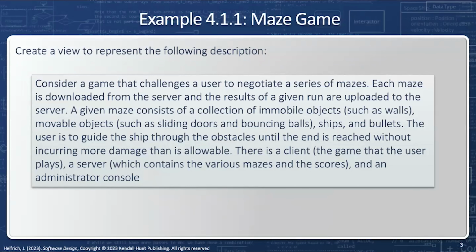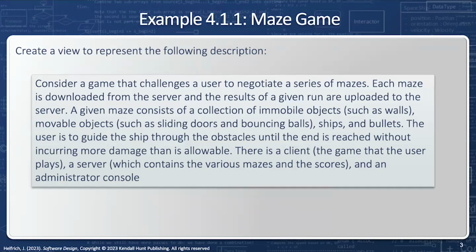Let's say we want to consider a game that challenges a user to negotiate a series of mazes. Each maze is downloaded from the server, and the results of a given run are uploaded to the server. A given maze consists of a collection of immobile objects, such as walls, and movable objects, such as sliding doors and bouncing balls. We also have ships and bullets.